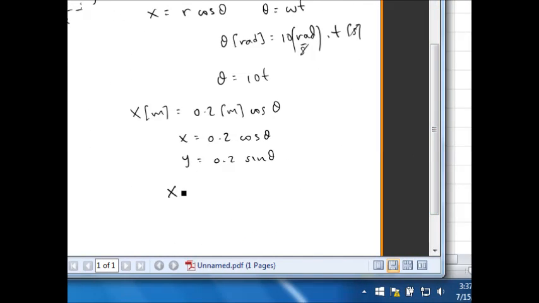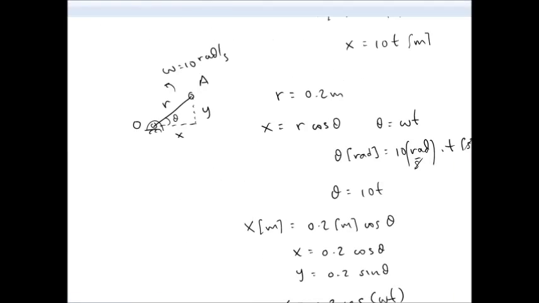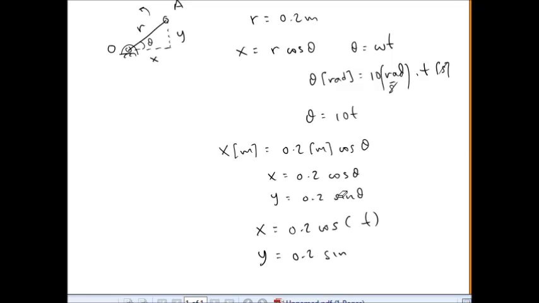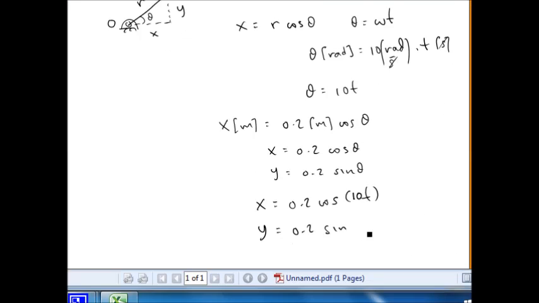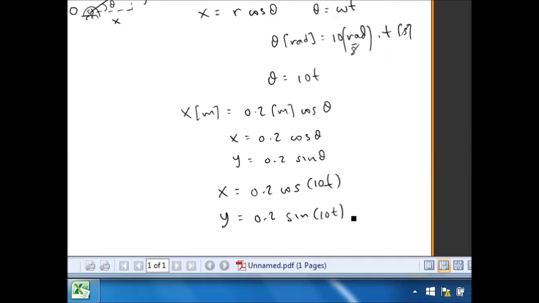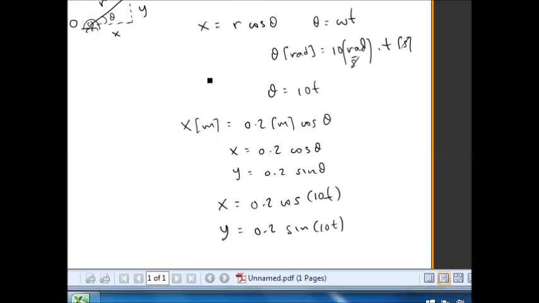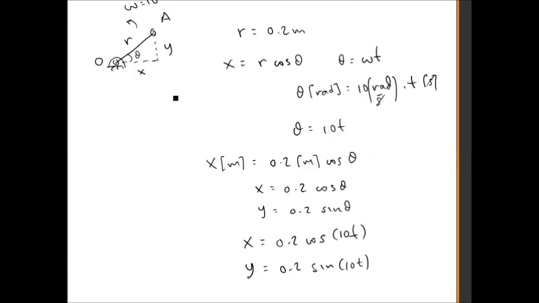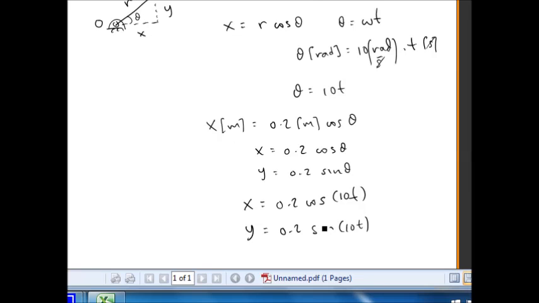Or if we want to do that in terms of time, x is 0.2 times the cosine of angular velocity omega times the time t, and y is equal to 0.2 times the sine of, in this case I said I was going to make omega equal to 10. So x is 0.2 cos 10t, y is 0.2 sine of 10t. Alright, so in the next video we are going to plot x and y versus time and generate a plot which will hopefully look like a cosine and a sine.